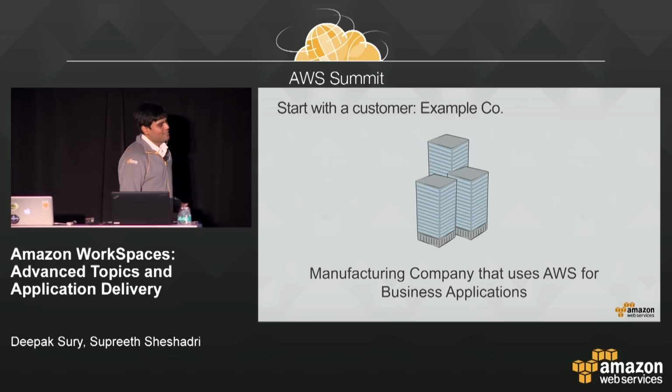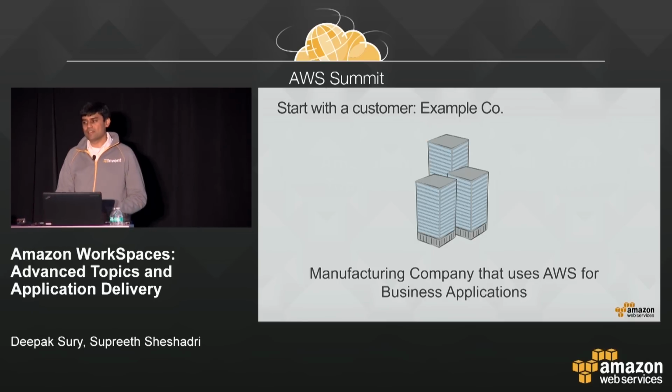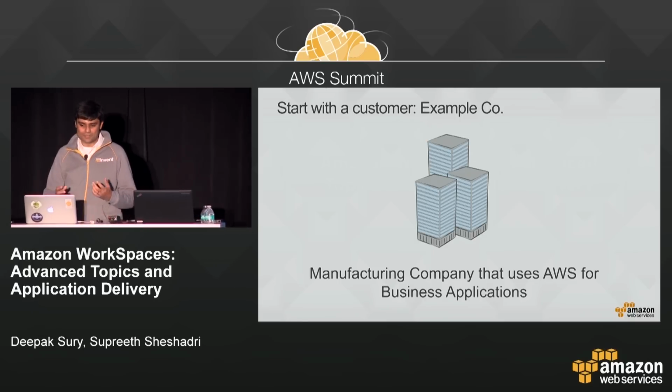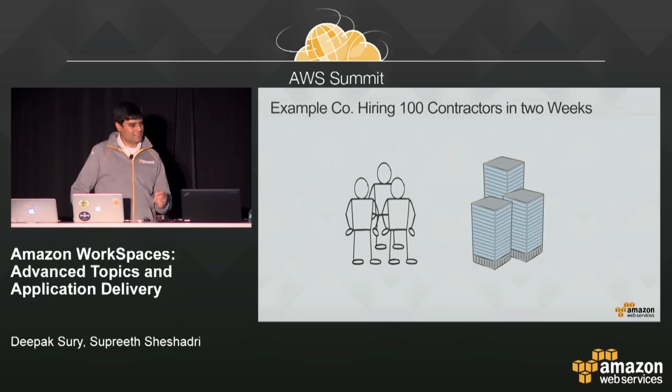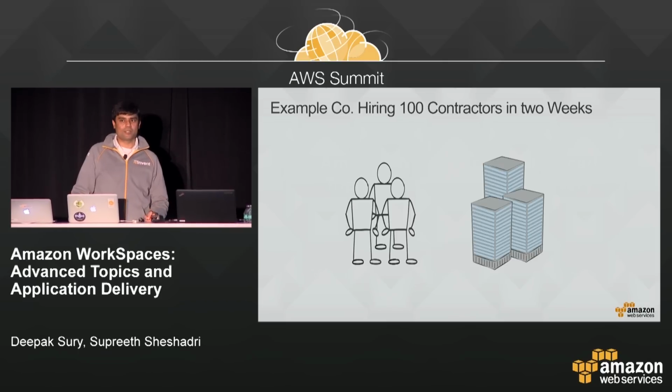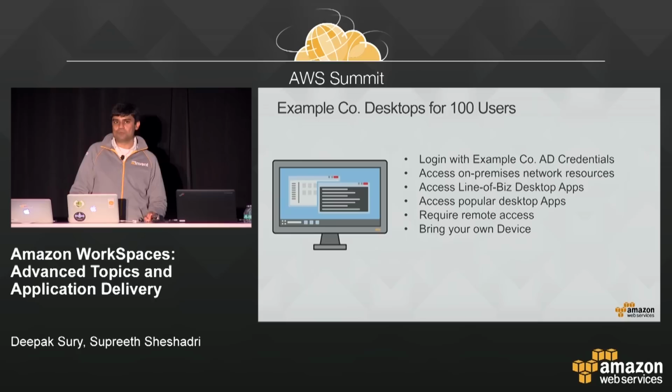So we'll start with the customer here. For Workspaces, think of a customer who's, let's say, Example Co. It's a small manufacturing company based in the Midwest. They have a lot of AWS-based applications already running. They're planning to hire 100 contractors very soon and want to onboard them into their corporate environment. Usually, this means that we will be providing these contractors physical desktops based on a golden image that is already available within that company.